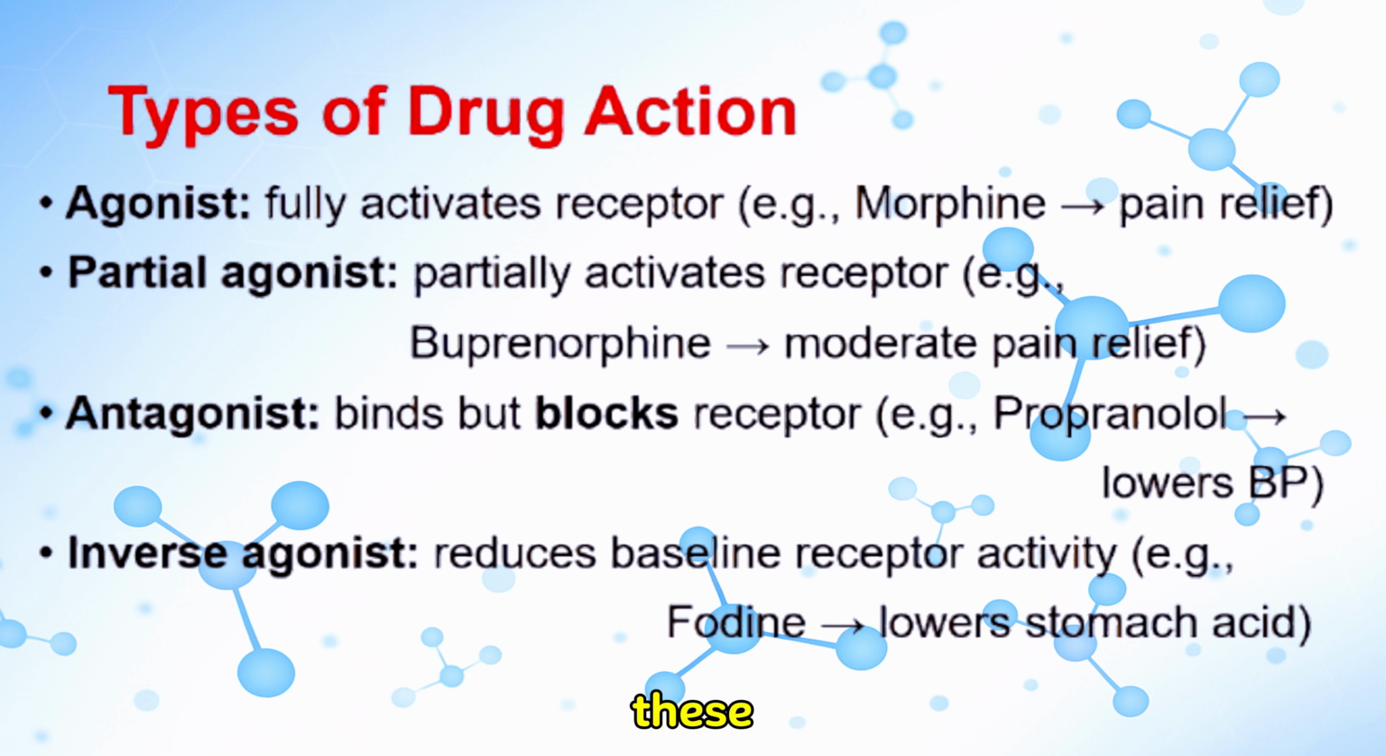Inverse agonists. These bind to receptors and reduce their baseline activity below normal. Example, famotidine binds to histamine H2 receptors in the stomach. It lowers acid production more effectively than just blocking the receptor.